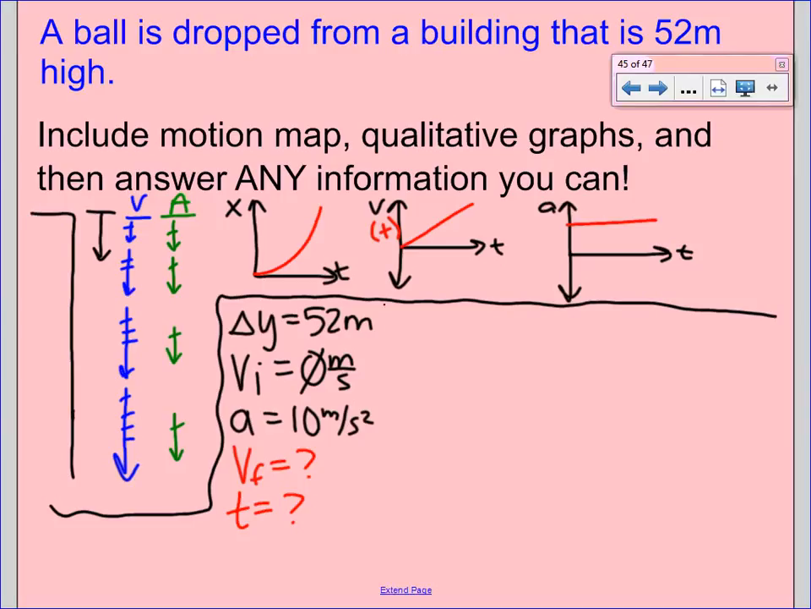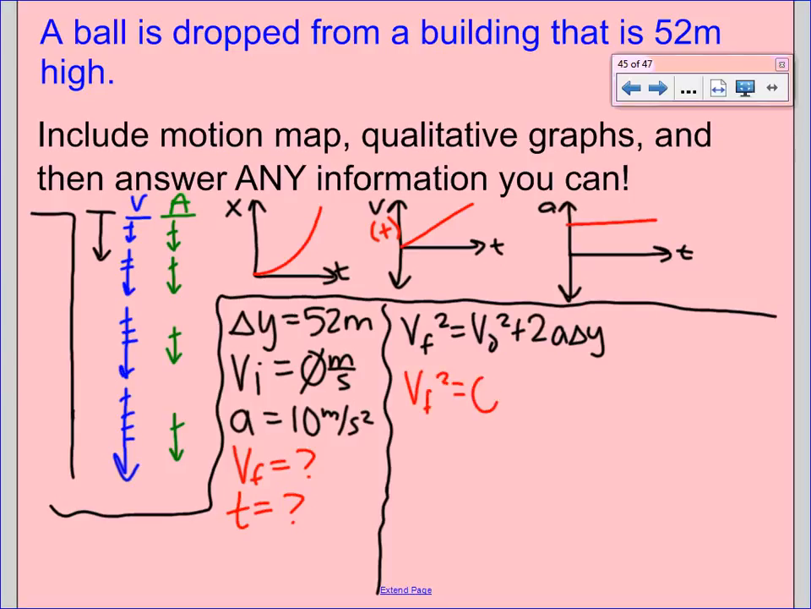The equation I'm going to use to solve for final velocity, since all I know is the displacement and the acceleration, is v final squared equals v initial squared plus 2a delta y instead of delta x. I'm using this equation since I don't know time. All right, final velocity is what I'm solving for. My initial velocity is 0 plus 2 times the acceleration of gravity, which is 10, times the height of the building, which is 52 meters. When I multiply all that out, v final squared equals approximately 1,040.